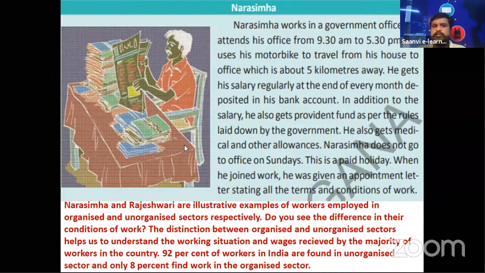And when it comes to Rajeshwari, she is not getting any benefit from the government side, not even a pension. And all this goes to the organized sector. The distinction between organized and unorganized sector helps us understand the working situation and wages received by the majority of workers in the country. And one more thing, let us remember here, 92% of the workers in India are found in the unorganized sector. Not only in this type of mason work, but many companies or factories also hire temporary workers, we can say. That also comes under the unorganized sector, because there are no rules and regulations for them. 92% of workers in India are found in the unorganized sector.